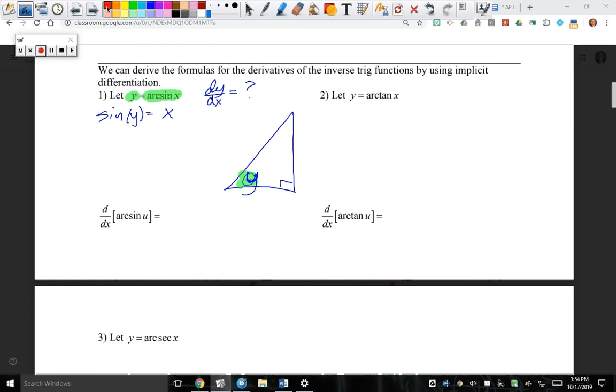If I differentiate both sides right now from the implicit differentiation that we just learned, what's the derivative of the left? Cosine of y times dy dx. And this is what we're looking for. Is equal to what? 1. So now, the derivative, which is what we were looking for, is just equal to 1 over the cosine of y.